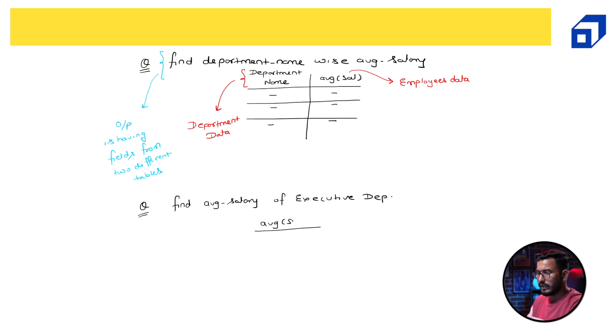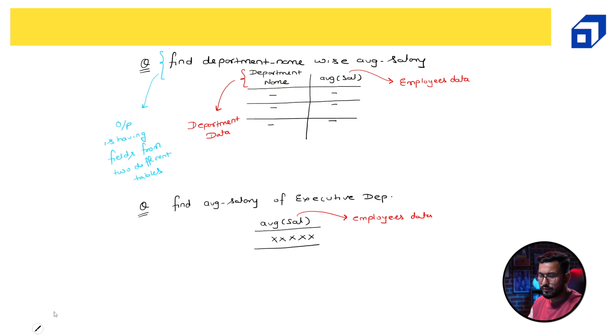just average of salary, right? And we will only have one single answer. Let's say this is the average salary. But if we write down the query, here I will be using the executive department as a filter, right? So when you are having the output where you have the column or the field only from one table, which is employees data, I will not be joining the tables.